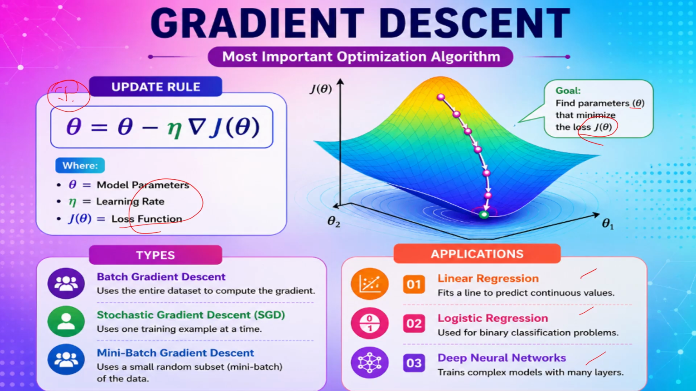And an example is gradient descent. In gradient descent, theta is the function: theta equals theta minus n times the gradient of J of theta. Here the model parameters are there, the learning rate is given and the loss function is given. Using this you have gradient descent, stochastic gradient descent, or mini-batch gradient descent. It is used in various applications like linear regression, logistic regression and deep neural networks.